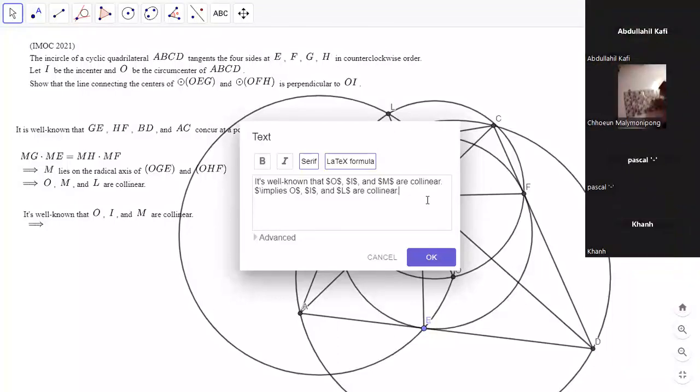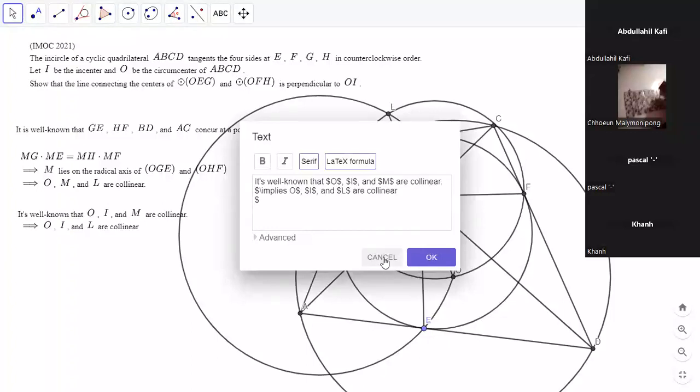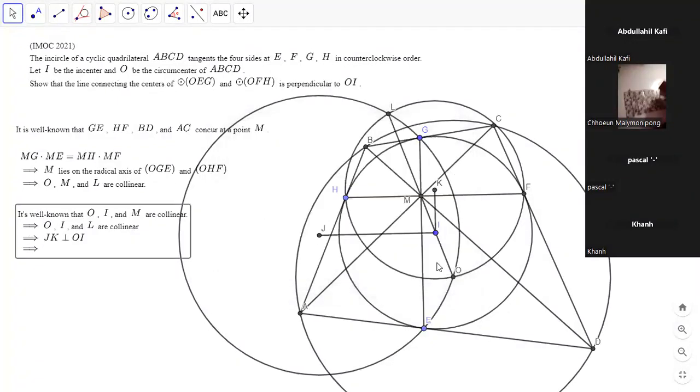And that implies JK is perpendicular to OI, and that implies what we want to prove.